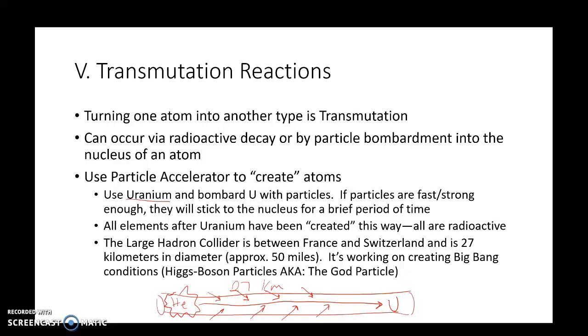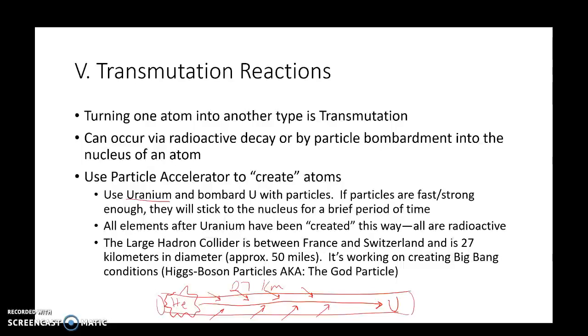Then if everything lines up perfectly, the helium protons will stick to the nucleus of uranium just for a brief period of time. How they can see this is created is they look for flashes of light and try to capture it on a camera, and then they use an electron microscope to count how many protons are in the nucleus. Again, this is called the Large Hadron Collider. It's between France and Switzerland, two of the most peaceful countries in the world, for good reason.